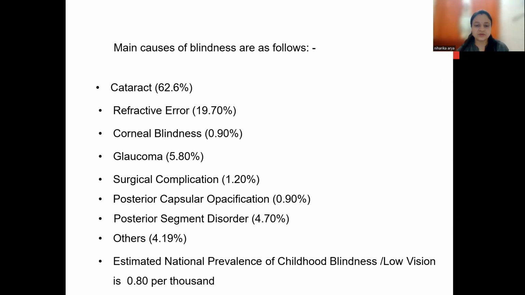So these are the main causes of blindness, of which the most important is cataract, then refractive error, then corneal blindness or congenital diseases, glaucoma, surgical complications, posterior capsule opacification, posterior segment disorders, and others.